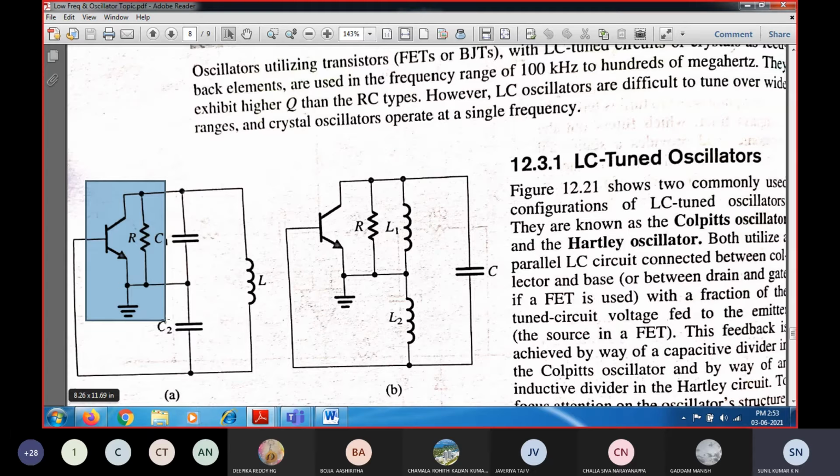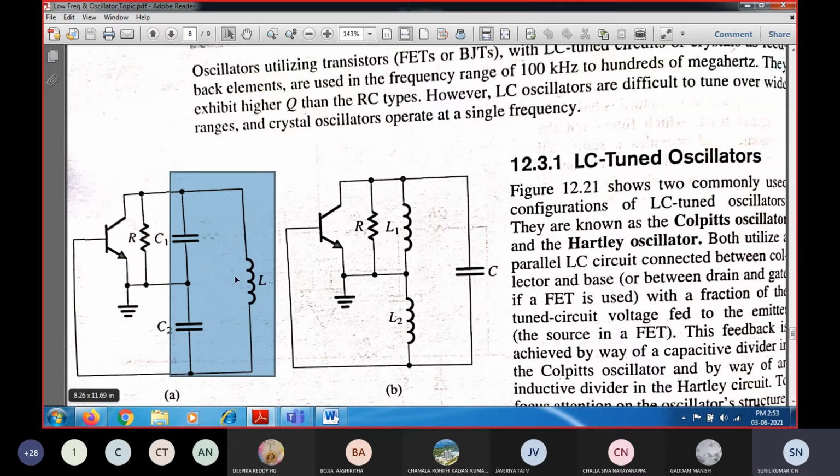So any amplifier can have a path between the input and output. The amplifier can be of BJT type or FET type, or it can be any operational amplifier. And then the feedback network should be of capacitor and inductor. If capacitors and inductors are there, then it will be called an LC oscillator, or it is also called a tank circuit.